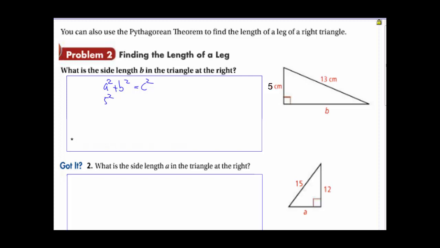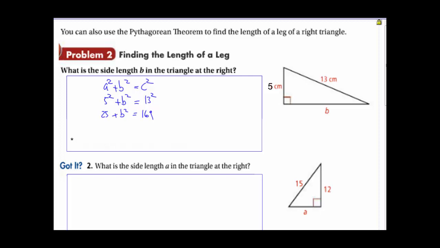And since b is the variable we're using, we're going to keep the b squared, and that is now equal to 13 squared. If we multiply these out, we're going to get 25 plus b squared equals 169. Now we have to solve for b squared.